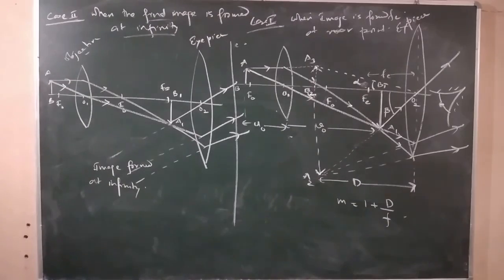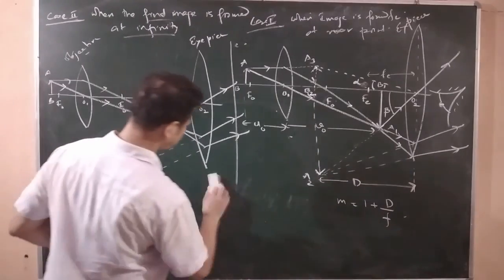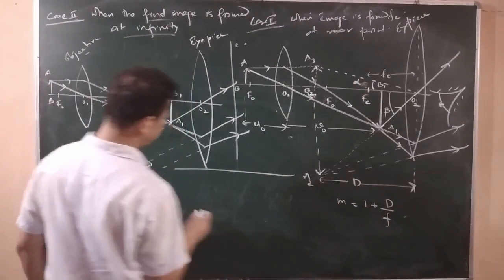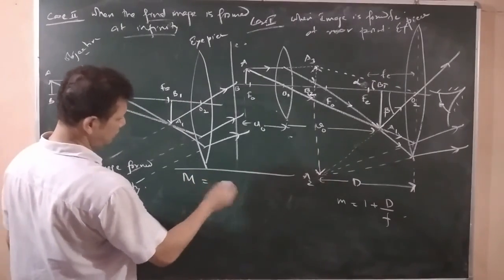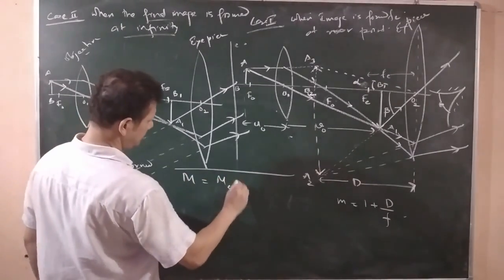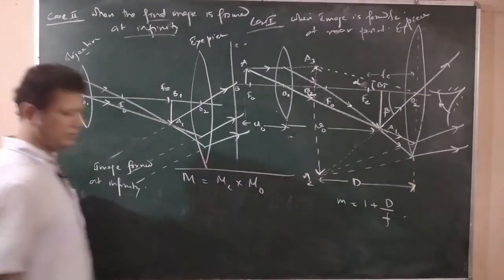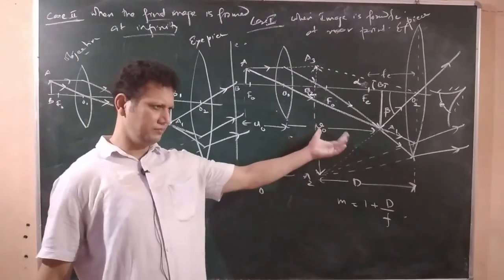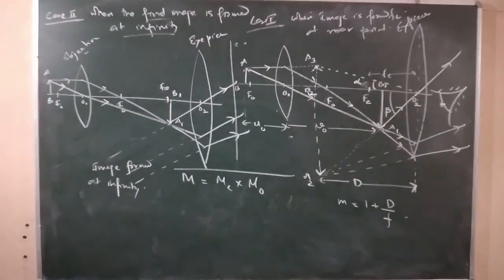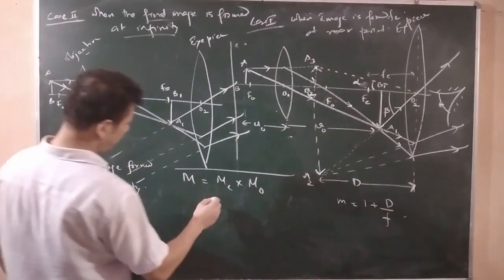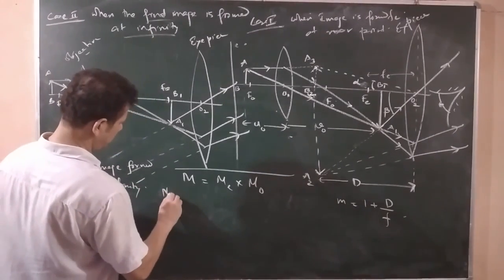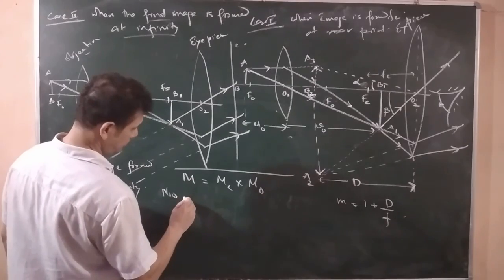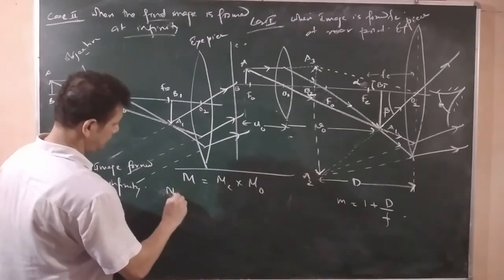Now the magnifying power. We already know the formula: m is equal to me into m naught. What will be the value of me?